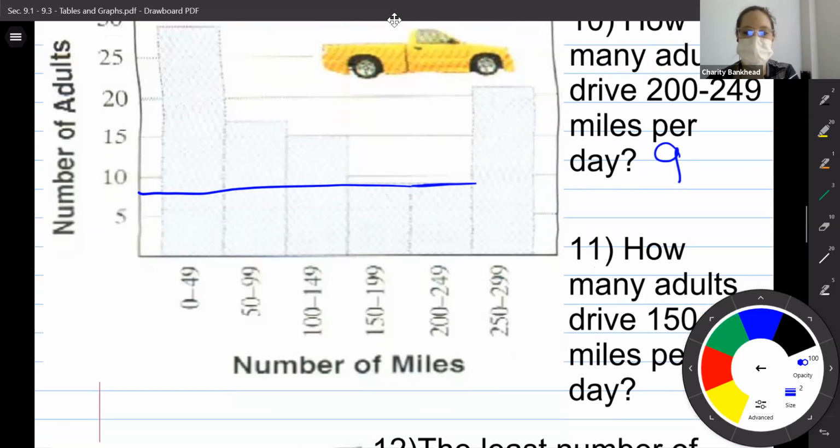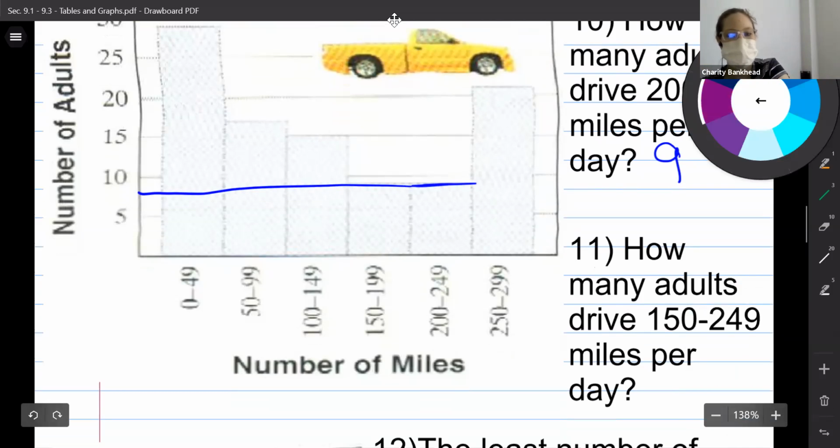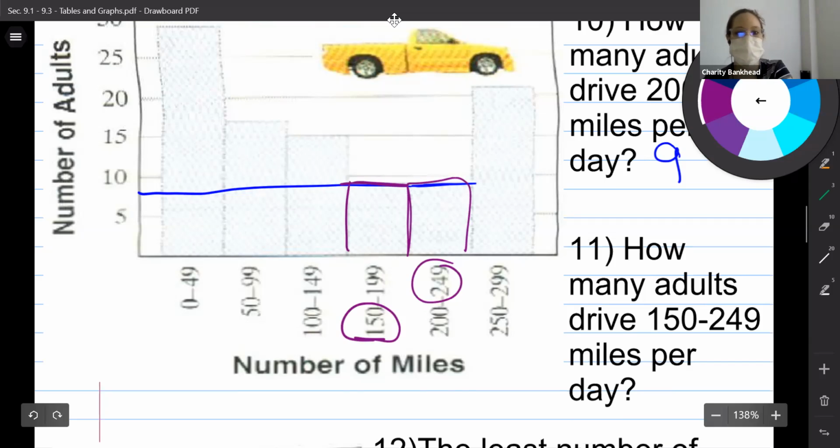And then number 11 says, how many adults drive between 150 and 249 miles per day? So for that, we are looking from 150 to 249. So we would have to take these two and add them together, which both look like 9s. So 9 plus 9 equals 18.